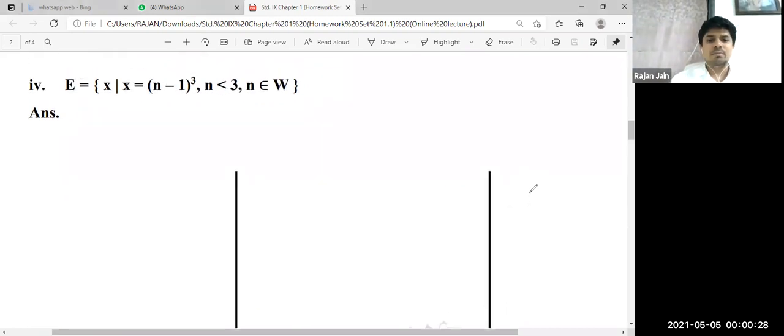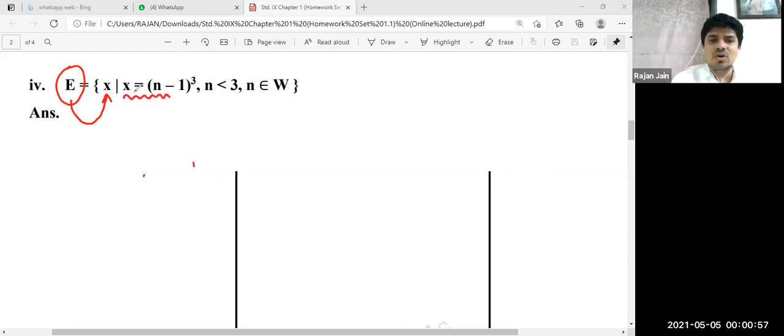Okay, now question number 4. अभी question number 4 में इधर क्या दिया हुआ है देखो. E is a set of all x such that x is equal to n minus 1 the whole cube, n less than 3, and n belongs to a set of whole numbers. Okay, now my set E is a set of whom? E is a set of x. How will I get x? To get the value of x, they have given us a formula. X is equal to n minus 1 the whole cube.